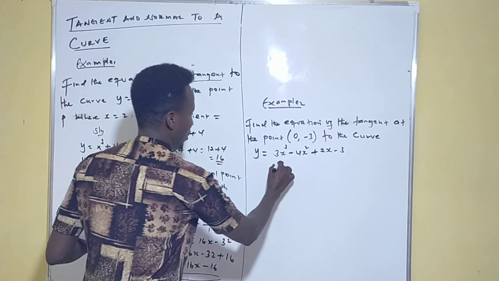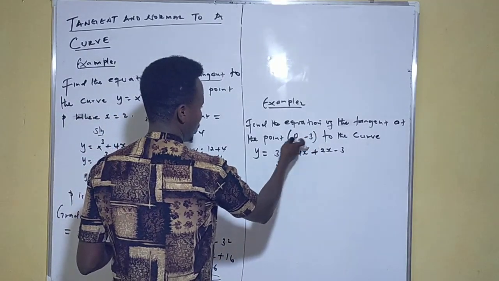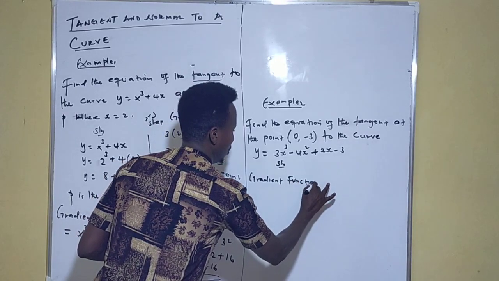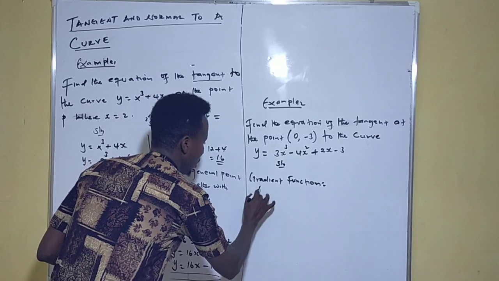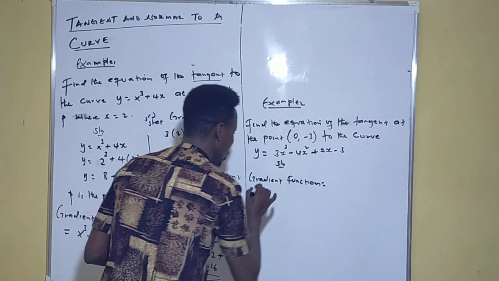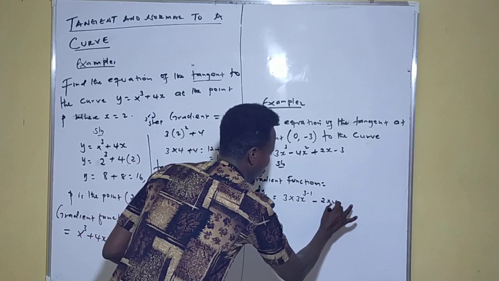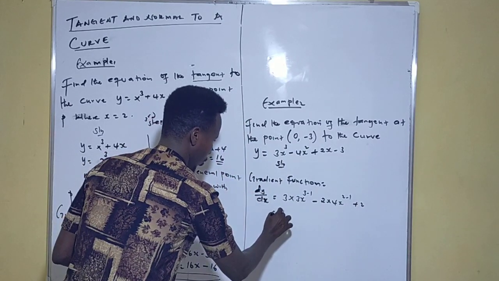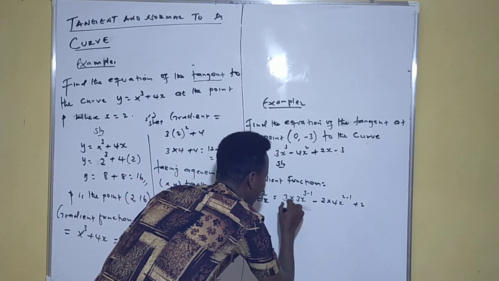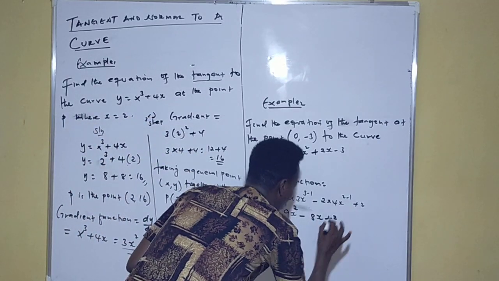We have a point. This one, we are going to get first the gradient function. Why? Because we have the y value and the x value. So we are going to say gradient function. The gradient function will be dy over dx. That will be, differentiate this one. Remember your equation is that one. So you differentiate that, it will be 3 times 3x to the power 3 less 1, minus 2 times 4x to the power 2 less 1, plus 2. So this will give me 9x squared minus 8x plus 2.